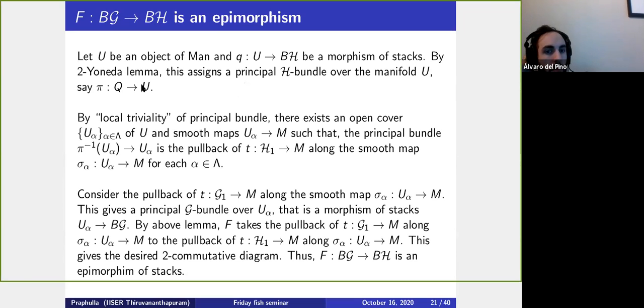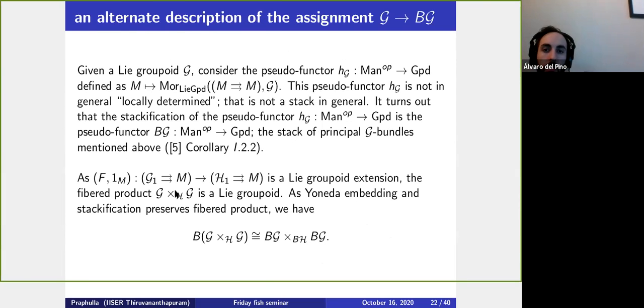So this is the, okay, in the previous slide, V here is Q here, and the morphism from U to BH. For this morphism, I associate the morphism Q to BG. That's done by local triviality. So it turns out that this map F is an epimorphism. So maybe I'll say that.